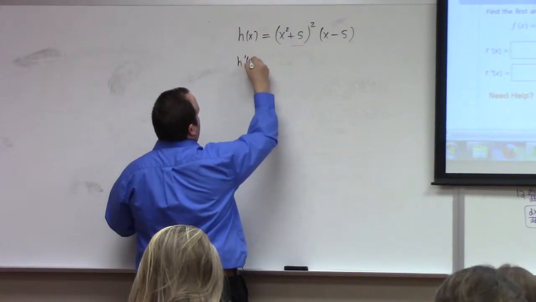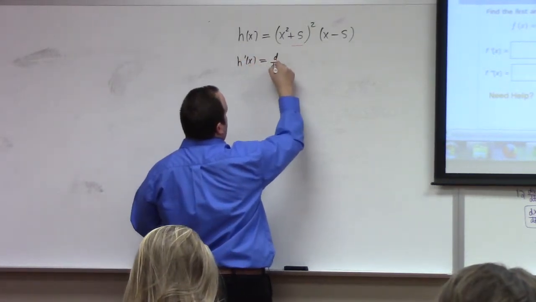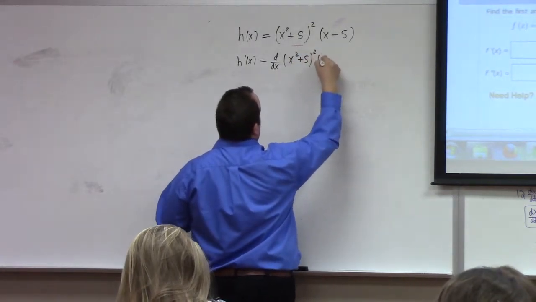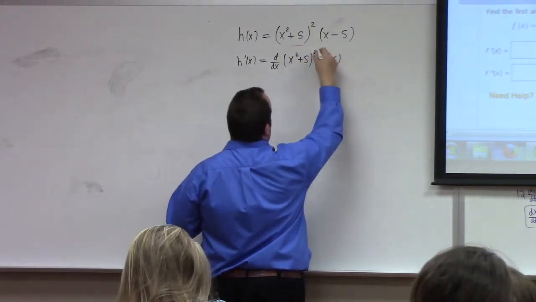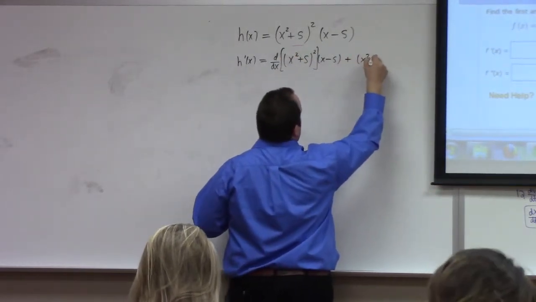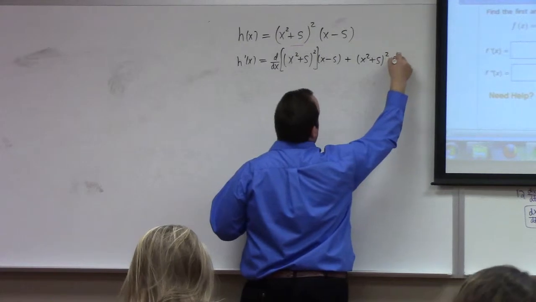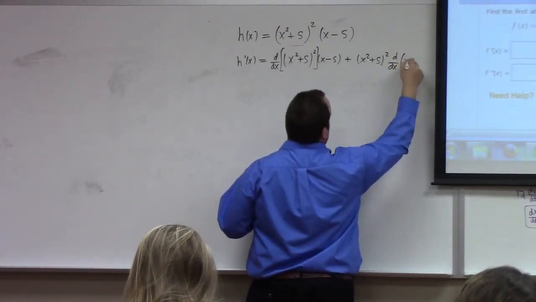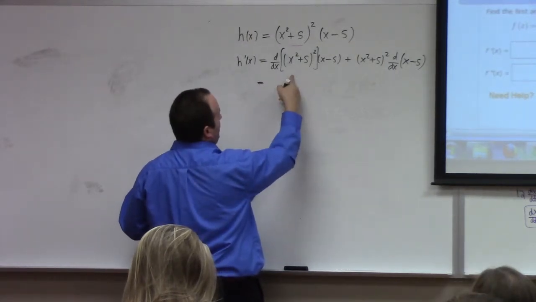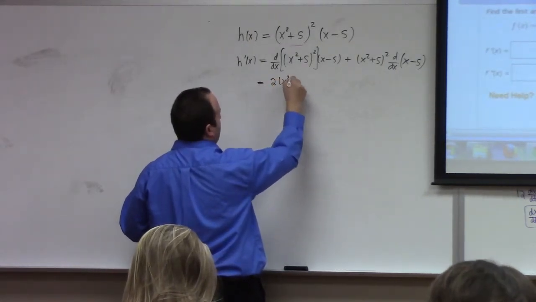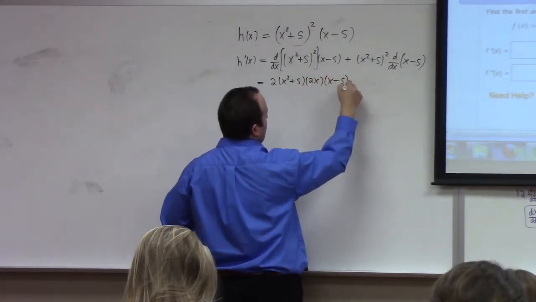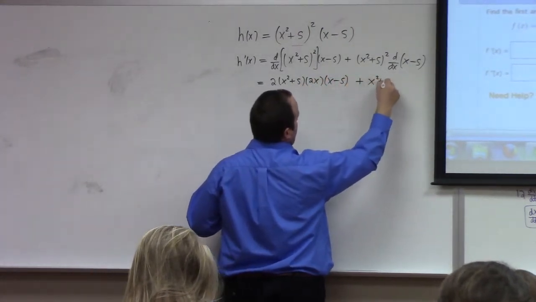h prime of x is equal to d dx of x squared plus 5 squared times x minus 5. And I will put some big parentheses here to emphasize that's the deal. So that x squared plus 5 quantity squared times d dx of x minus 5. Then we've got ourselves what? We've got 2 times x squared plus 5 times 2x times x minus 5 plus x squared plus 5 quantity squared.